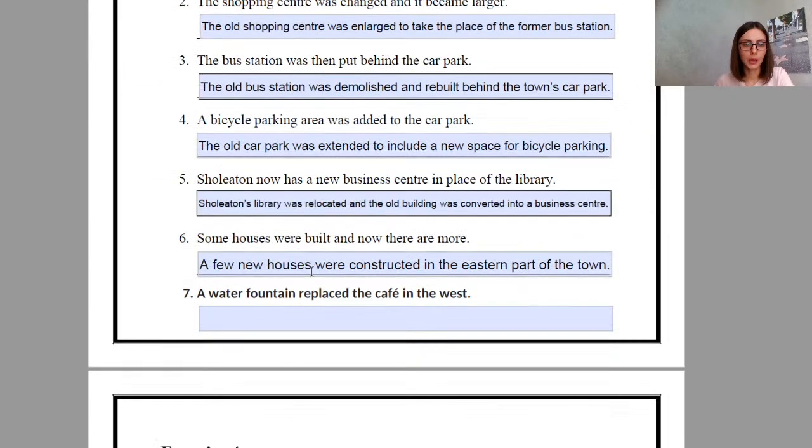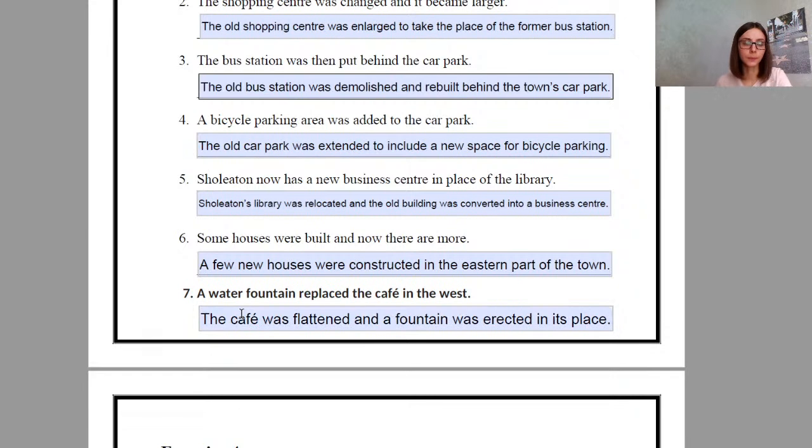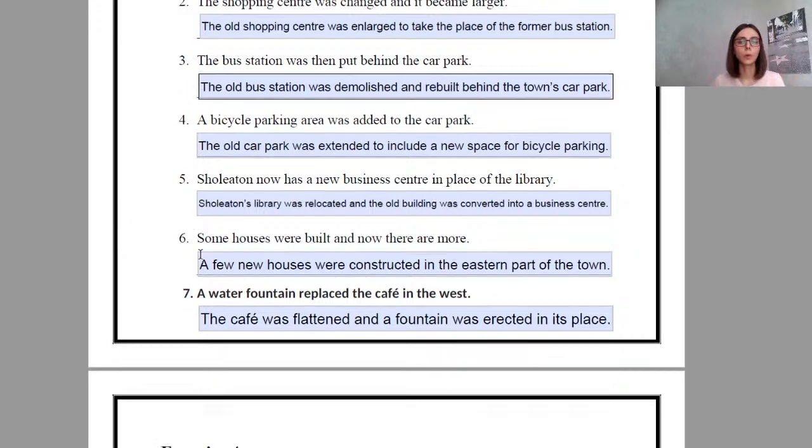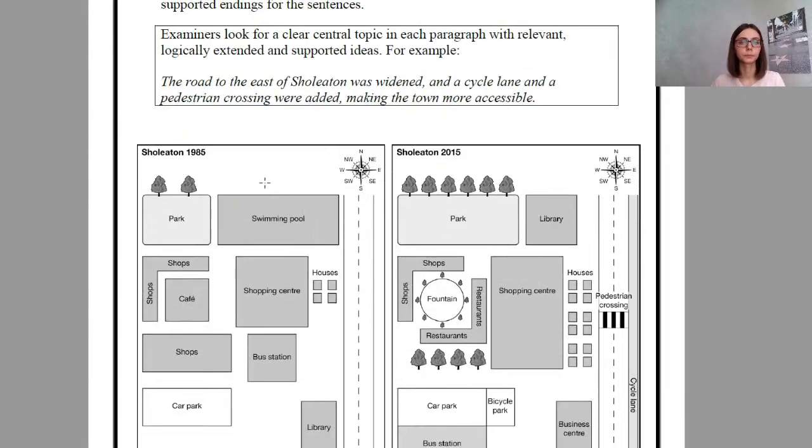So instead of saying a water fountain replaced the cafe in the west, you can say something like this. The cafe was flattened and a fountain was erected in its place. So here is just an example of how you need to try to make your sentences more developed, try to use more advanced vocabulary, and you will raise, of course, your score in such a way. All right, so let's move on to the next task.